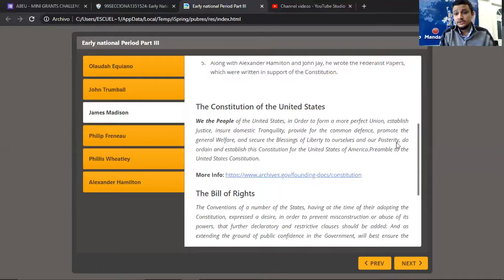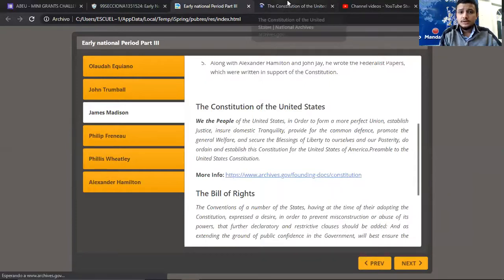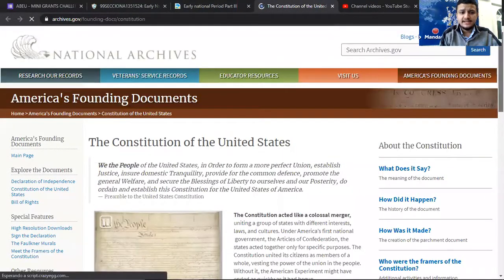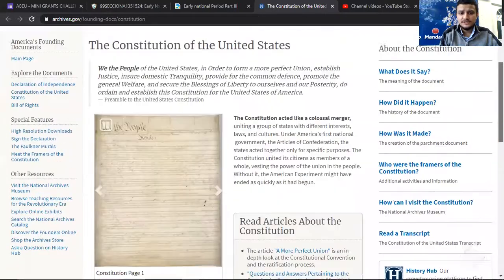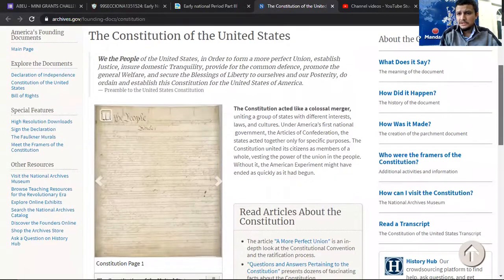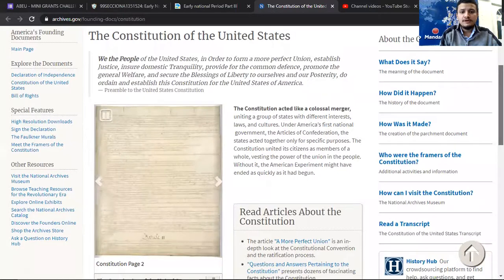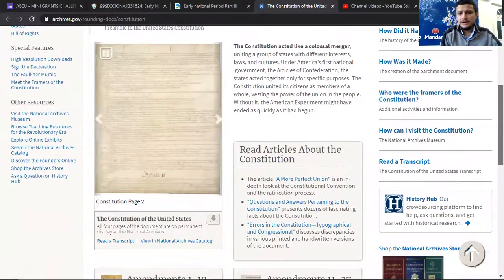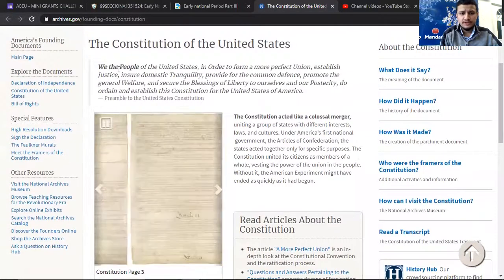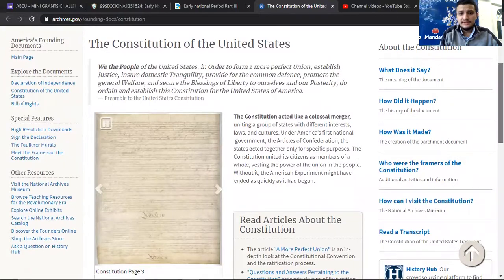This is the preamble of the United States Constitution. If you want to expand your knowledge on the Constitution of the United States, here's the National Archives, where I take the information that is official, that is constitutional, or any details. So you're going to have more information in here. This is the preamble, the description.